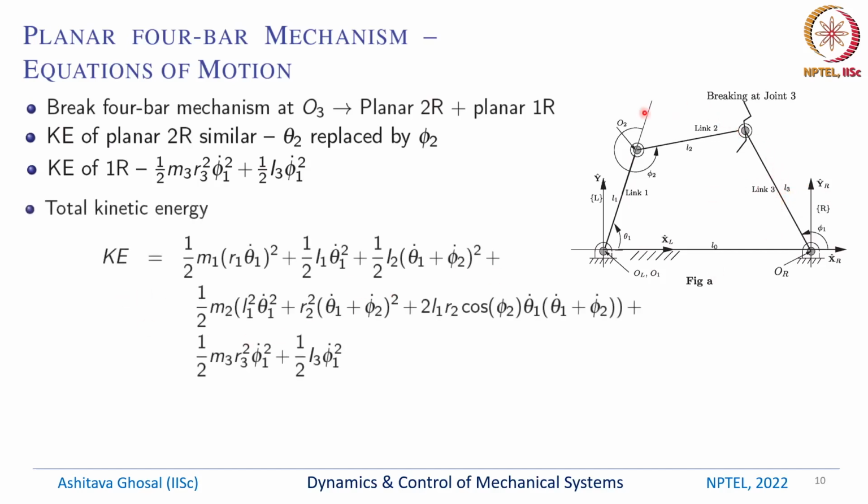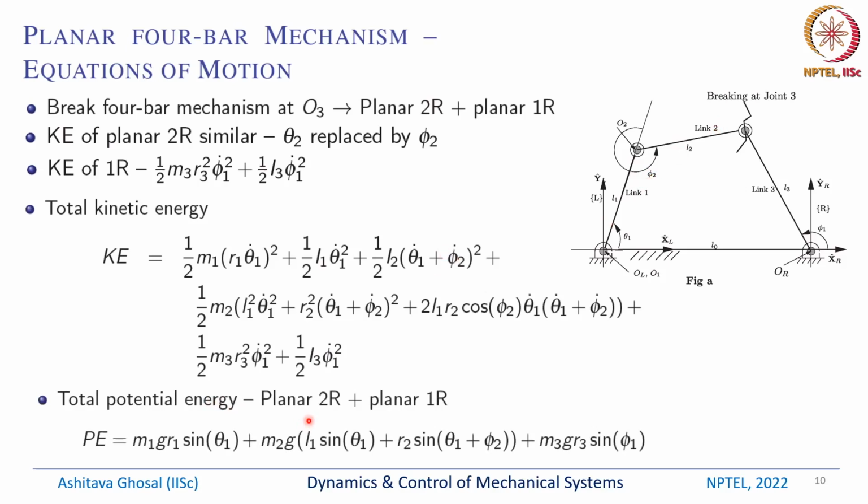So the total kinetic energy will be the sum of the kinetic energy of this 2R chain plus the 1R chain. The first 4 terms are very similar to what we derived earlier for the 2R chain, and this last one is for the 1R chain. As before, there are terms like m1 r1 theta 1 dot whole square, I1 theta 1 dot square, I2 theta 1 dot plus phi 2 dot square, because now we are replacing theta 2 by phi 2. And also we have a term which depends on cosine of phi 2. Previously in the 2R example we had cosine of theta 2. So as I said, whatever equations we have obtained for the 2R, we replace theta 2 by phi 2.